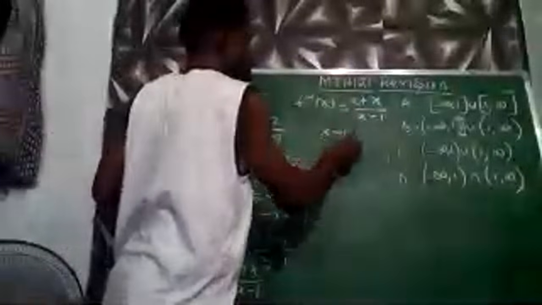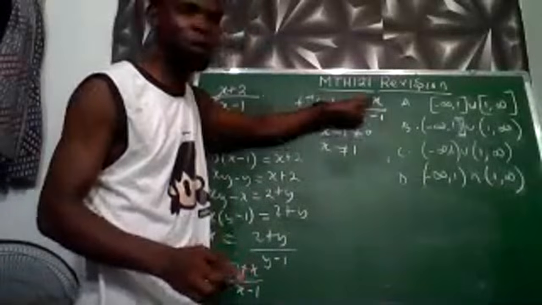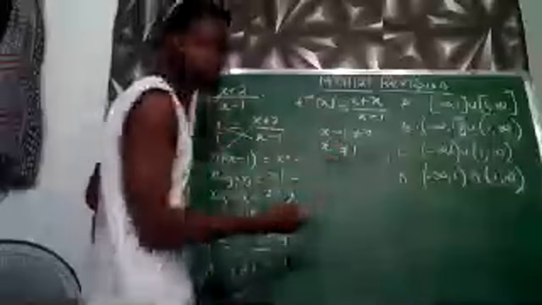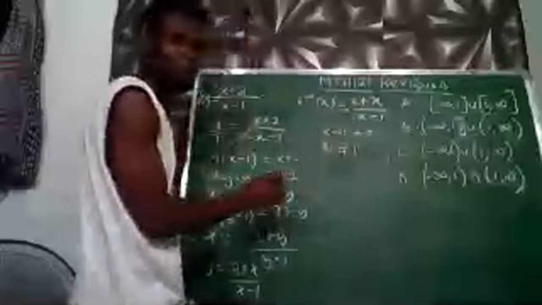Step 1, pick the denominator x minus 1. Of course, you know that for this function to be defined, the denominator can never be 0. That is to say, x minus 1 can never be 0. Meaning that x cannot be 1, because if you put 1 here, 1 minus 1 is 0, which makes it undefined, and that is not possible. This one now is called the critical point. Since this is the critical point, we now put it on the number line.